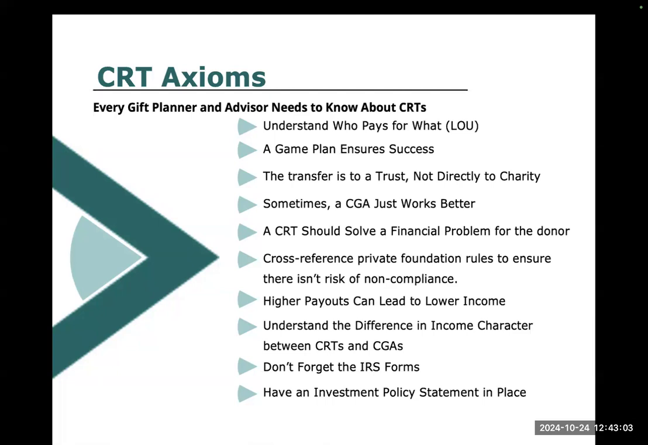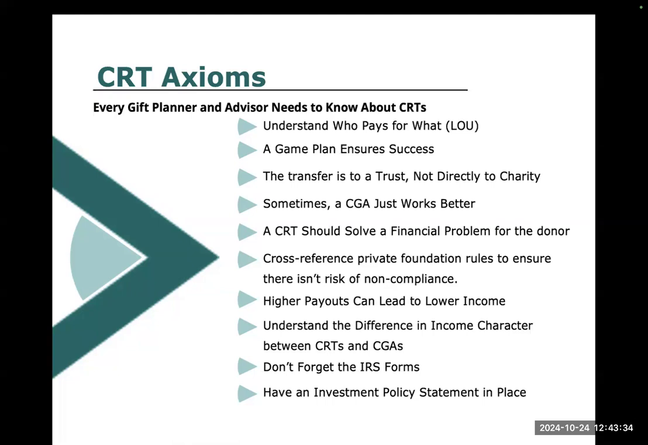Don't forget the IRS forms. As a trustee, you have to produce the K-1. That goes to the donor. That's their way of reporting their income for the year. And then the 5227 is what you would report to the IRS. Also, if the donor is setting up a CRT and one of the income beneficiaries is not a spouse, especially, they want to complete the IRS Form 709 gift tax return because they've made a gift.